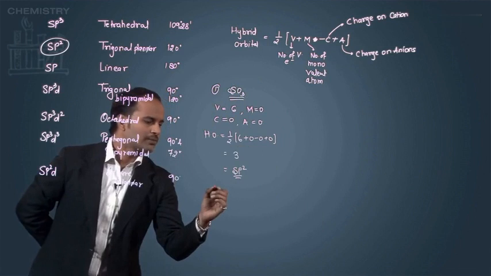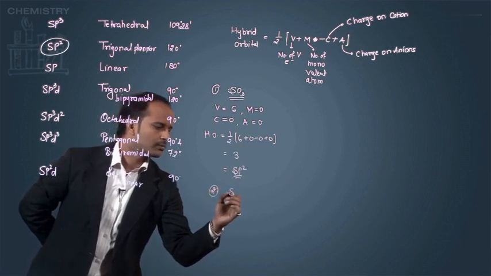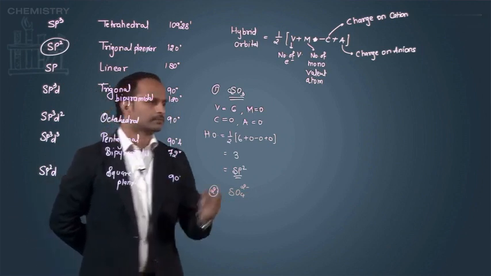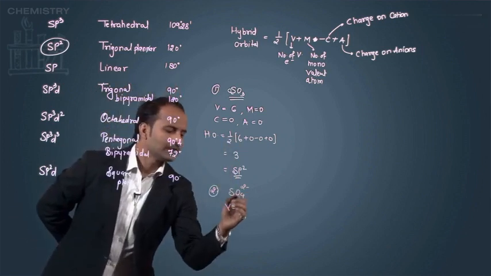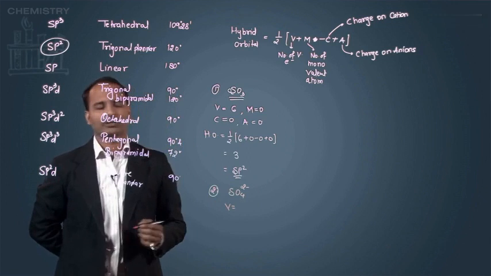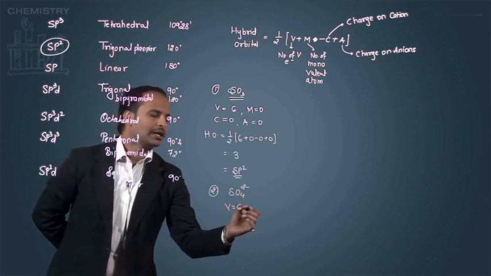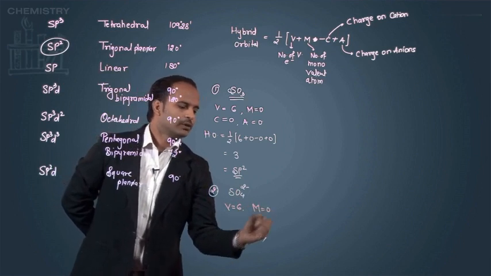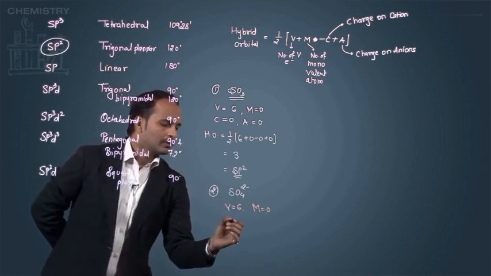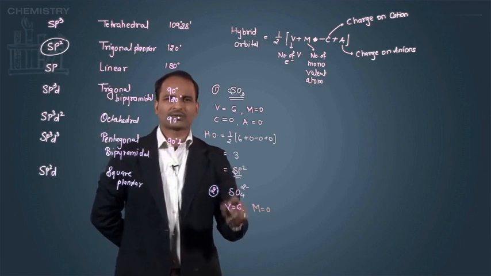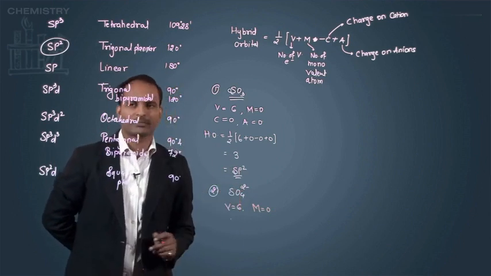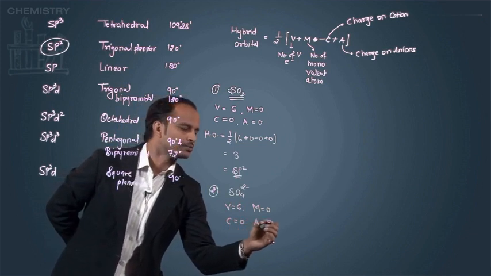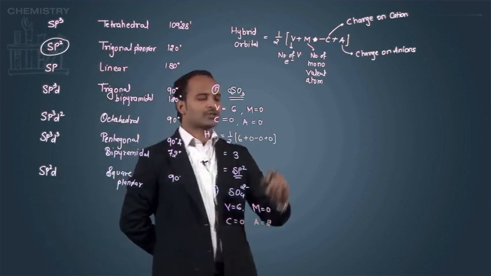The second example, suppose I have SO4 2 minus, that is the sulfate ion. Here again sulfur is the central atom, so the number of electrons in its valence shell is 6. Again oxygen being divalent, M is equal to 0. This species is in anionic form carrying a -2 charge. So here C will be 0, but A will be equal to 2. That is, A stands for the charge on the anion.